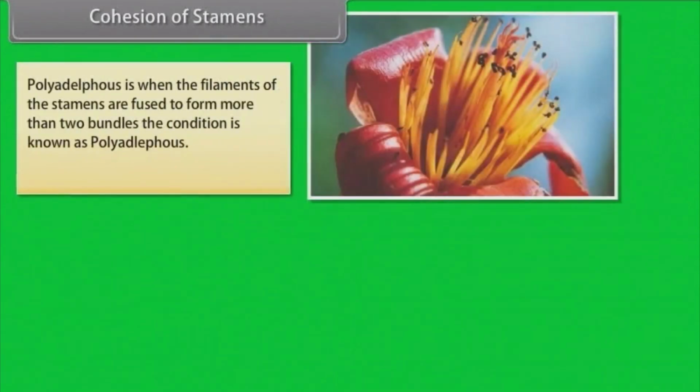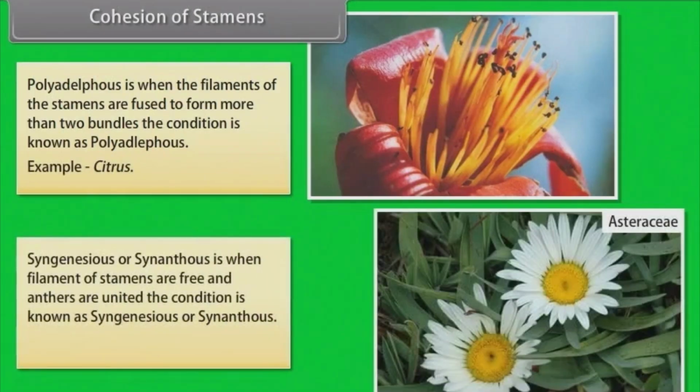Polyadelphous is when the filaments of the stamens are fused to form more than 2 bundles. Example: Citrus. Syngenesious or synantherous is when filaments of stamens are free and anthers are united. Example: Asteraceae.